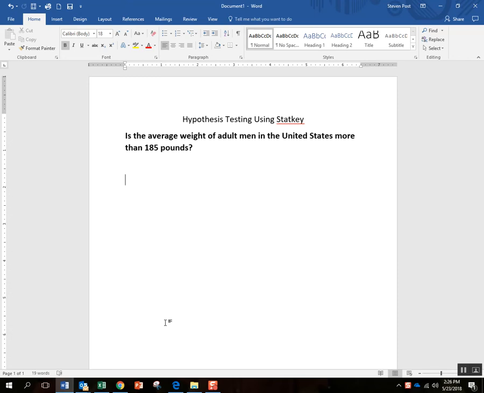A medical researcher might want to know this, or a demographer, or people studying obesity, comparing what it is now to what it was 20 years ago. But whatever the reason for wanting to know that, we'll take that as a research question.